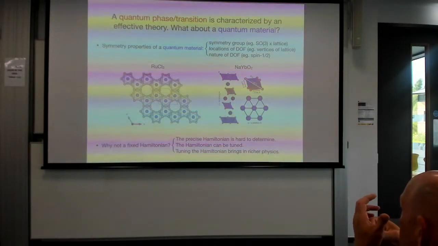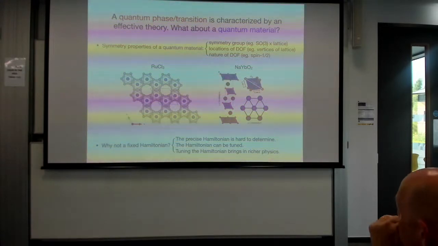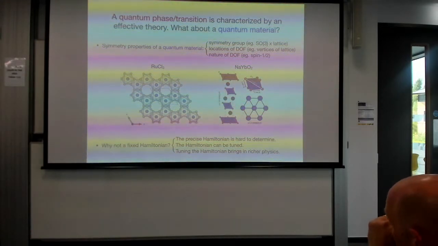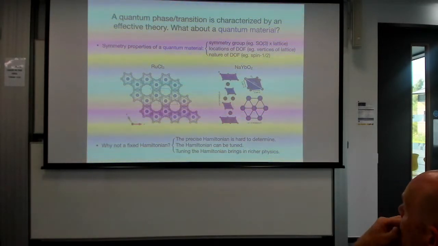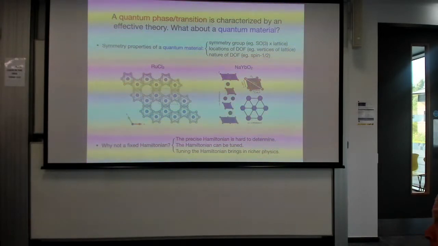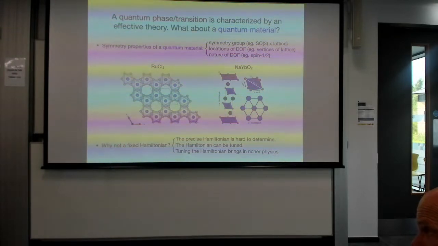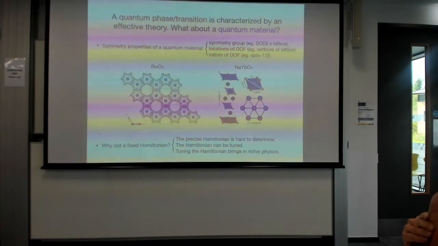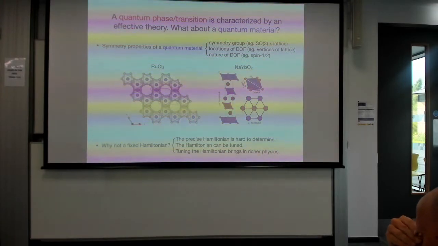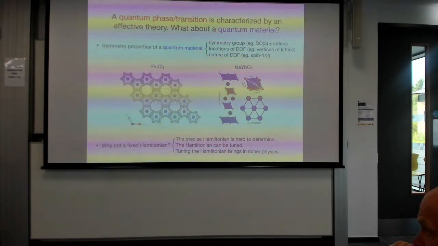And the reason I want to tune the Hamiltonian is because it will bring me richer possibilities. Maybe by tuning the Hamiltonian, I will be able to reach more interesting quantum phases of matter. So that's the reason why I don't want to fix the Hamiltonian. I just want to fix these robust symmetry properties of the quantum material. So the emergibility question becomes, suppose I know those symmetry properties of the quantum material, suppose I know the effective field theory, I ask whether there's any possibility for this effective field theory to emerge in the ground state of this quantum material with these given symmetry properties.